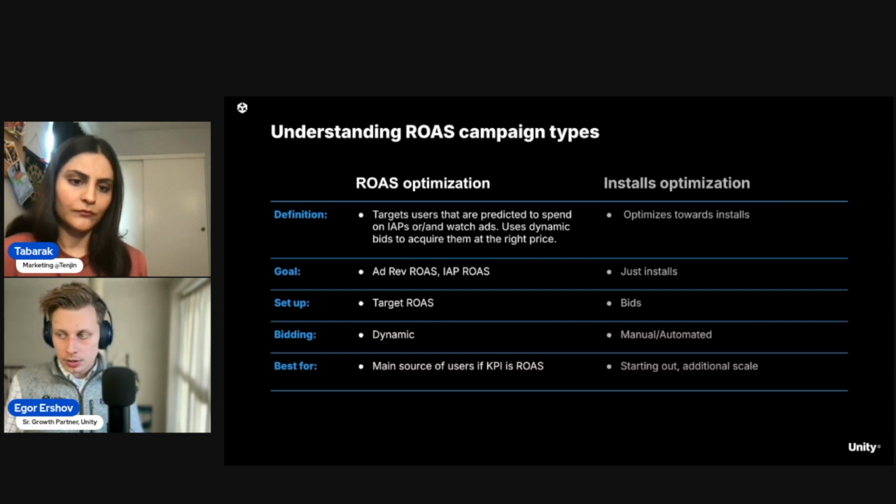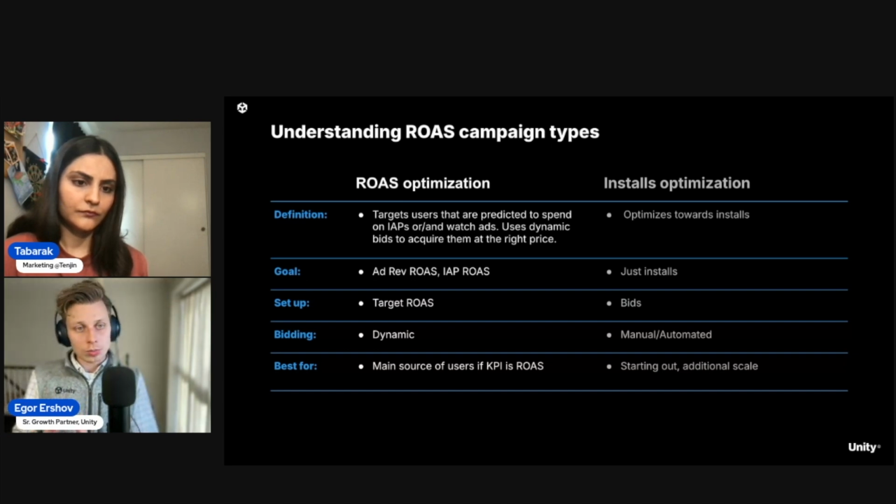Because this campaign uses dynamic bidding, it chooses the CPI in each and every particular case and for each and every particular user. So if you look at your install campaign, you set up the CPI of $1 and Unity will push and try to find the audience with these costs.